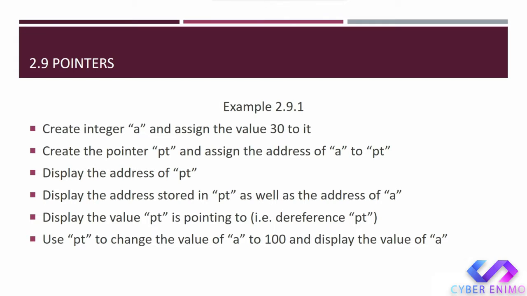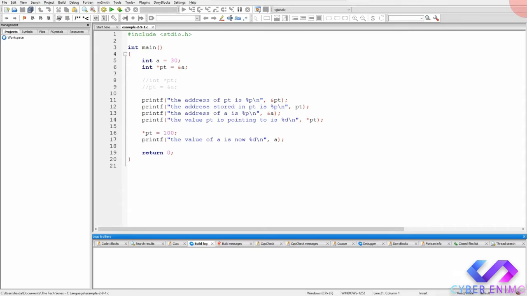Then let's display the value that pt is pointing to. The value pt is pointing to is the value stored in a, so we should expect 30. Finally, let's use pt to change the value stored in a. Let's change it from 30 to 100, and let's display the value of a to make sure that we have actually changed that value to 100.